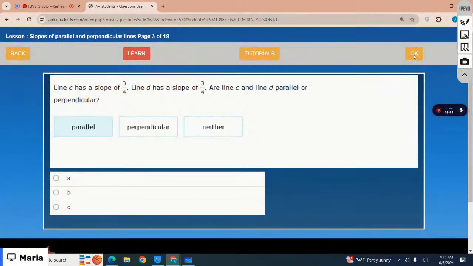Line C has a slope of 3 by 4. Line D has a slope of 3 over 4. Are the lines C and D parallel or perpendicular? So which is the correct option?